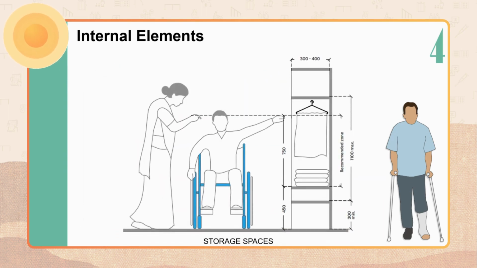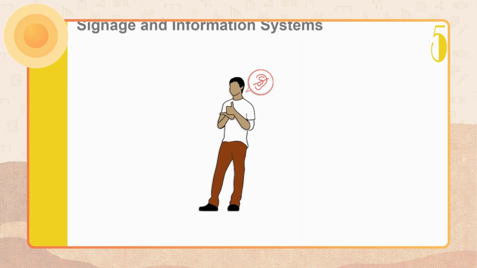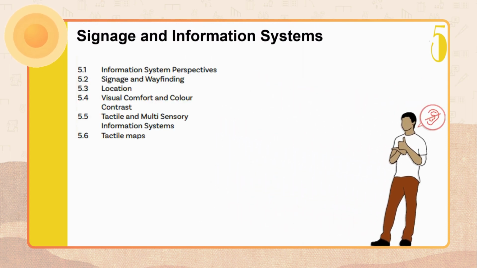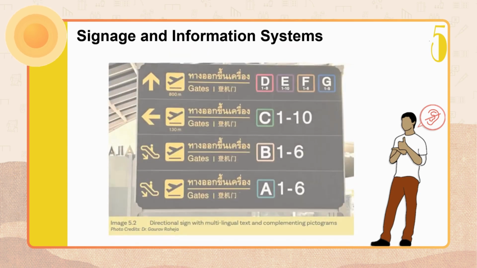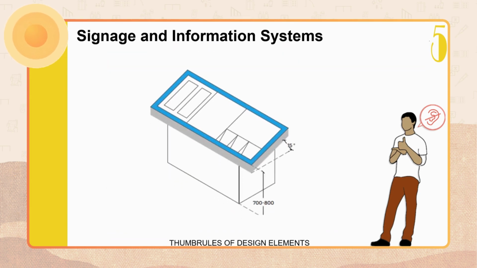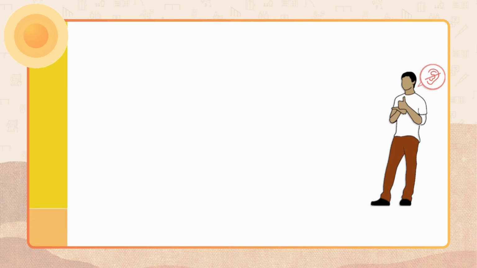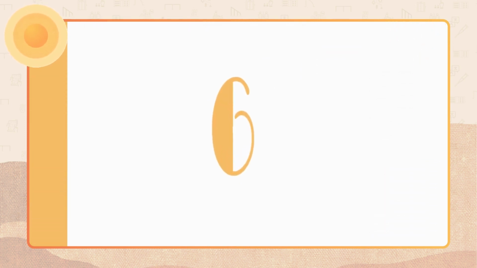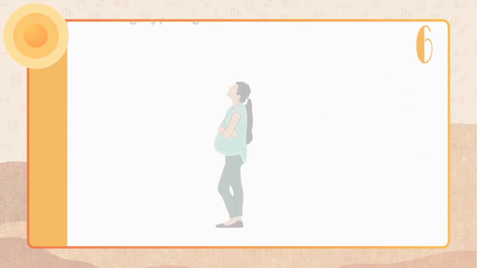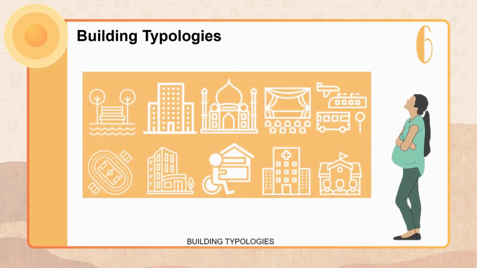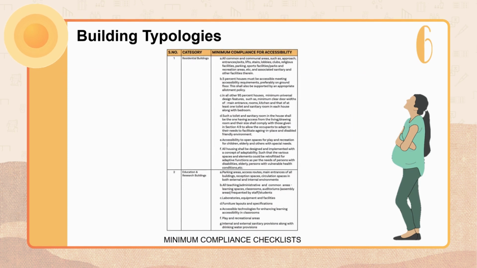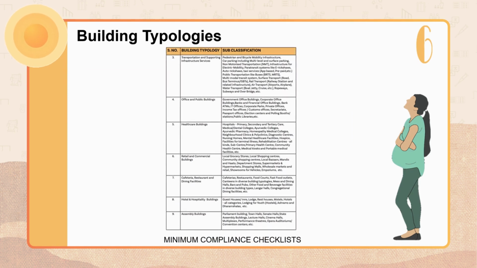Section 5 highlights signage and information systems, wherein it speaks of universal signs of wayfinding, examples of good practices in informational and directional signages, thumb rules of design, tactile maps, and so on. Section 6 brings to the fore thumb rules of design based on building typologies with checklists of design for diverse typologies of buildings like residential, commercial, institutional with minimum compliance checklists.